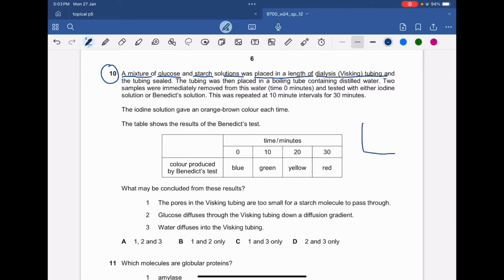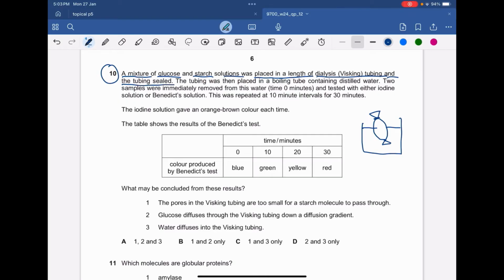We know what a visking tube is. Basically it is somewhat like this. It is a tube which is made up of a partially permeable membrane. It is somewhat drawn like this. Over here is the distilled water basically. Now let's read the question, what they are asking us.